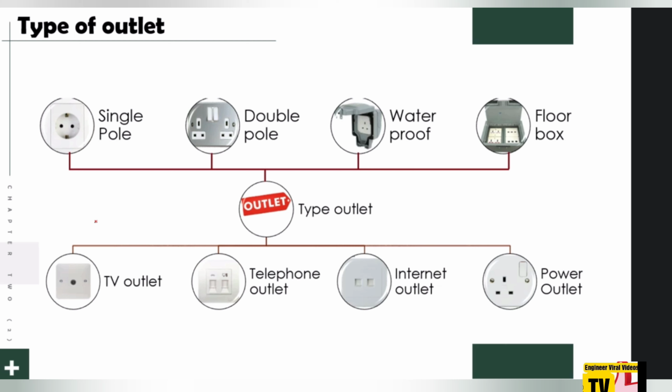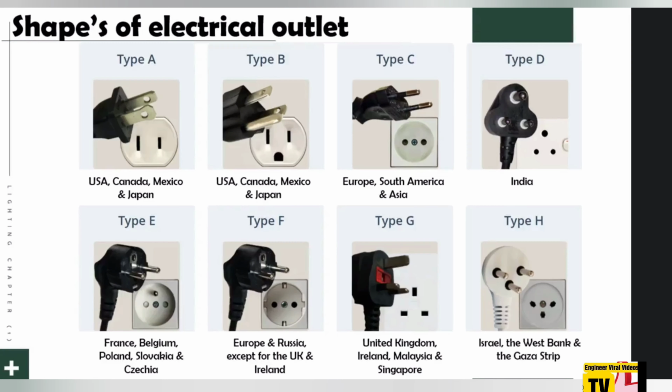I can also classify the power outlet into these types: the single pole outlet, the double pole outlet, the waterproof outlet and the floor box outlet. For the internet, telephone and TV outlets, we will make a chapter to talk about all details related to them. Here I also classify the electrical outlet depending on their shapes.